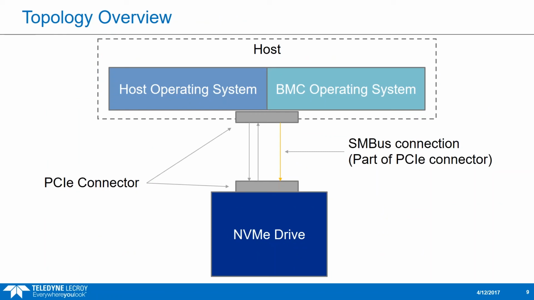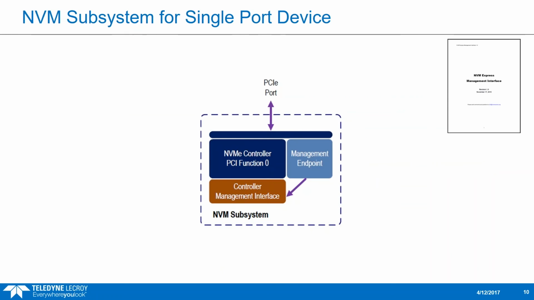This is just a diagram showing more what that looks like. So the topology would be you have the host with a host operating system and the baseboard management controller operating system. Then there's a PCI Express connector on the host connected to the PCI Express connector on the NVMe drive. And there is the SM bus connection between the two, but it's on the same connector. So this is just to clarify that there's not a separate wire connecting the drive to the host. It's actually on the same connector. But these two operating systems are separate. So the BMC operating system can talk to the drive independently of the host doing the data transfers.